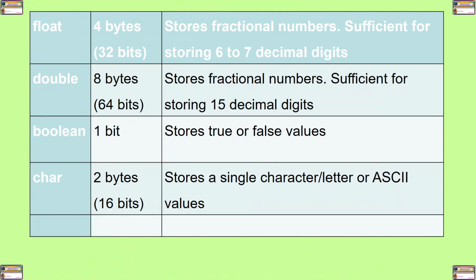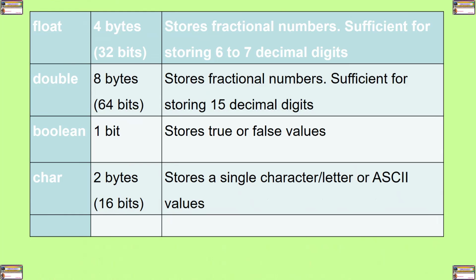Now, we also have data types that have decimal points or fractions. One of them is float. Its size is 4 bytes. It stores fractional numbers that are sufficient for storing 6 to 7 decimal digits. We have double. Double is 8 bytes, or what we call 64 bits. It stores fractional numbers and is sufficient for storing 15 decimal digits.